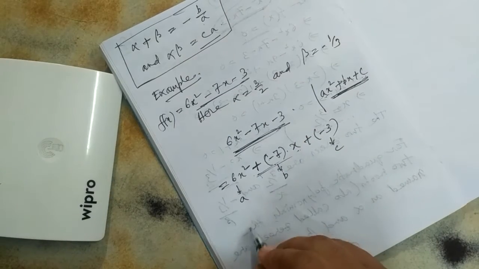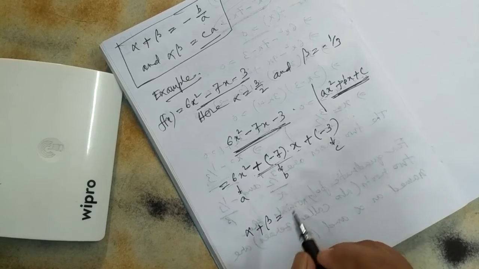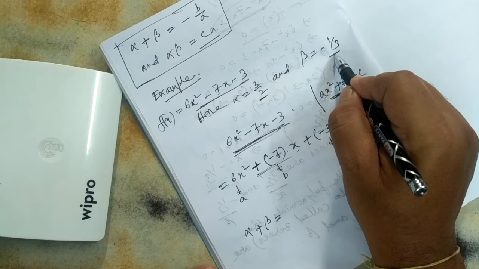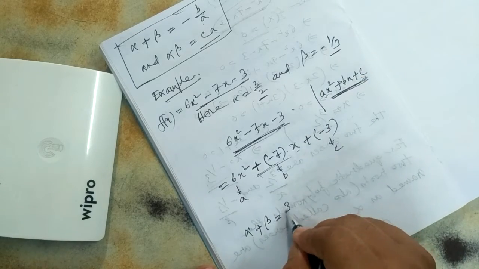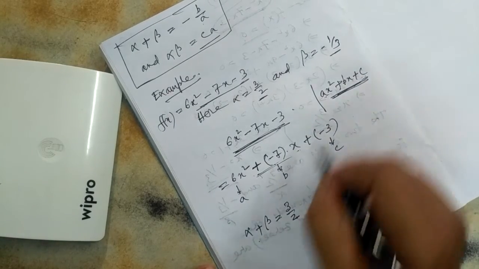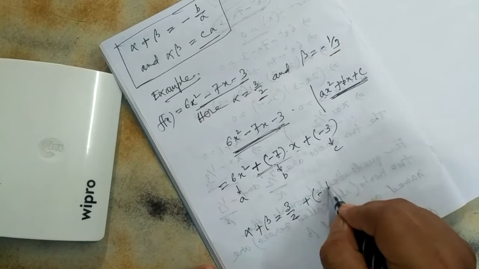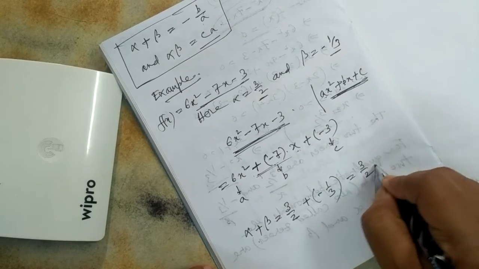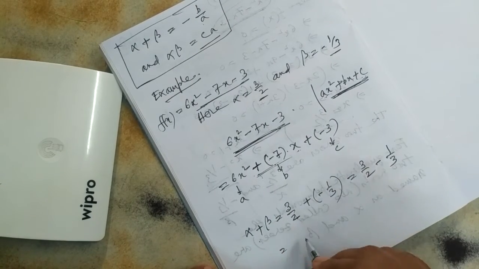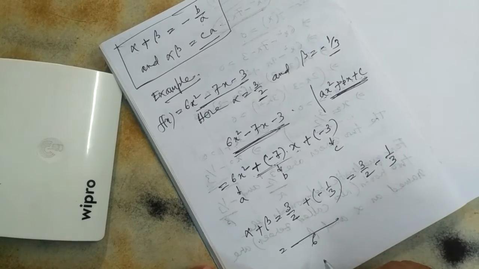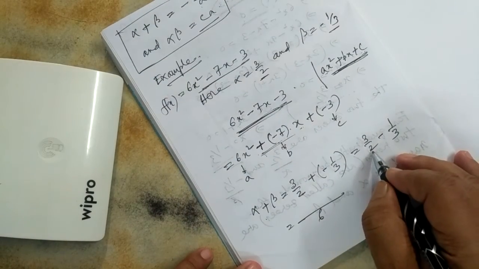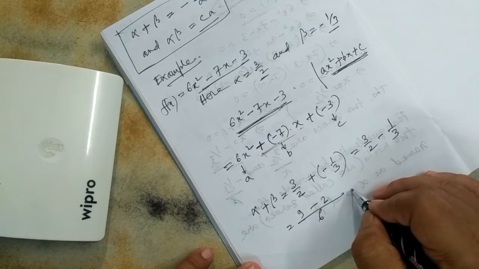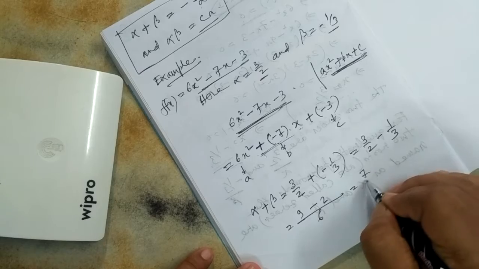Now see, let us find out alpha plus beta. Alpha plus beta means what? Alpha equals 3 by 2 and beta equals minus 1 by 3. So 3 by 2, alpha plus beta means plus minus 1 by 3. So it is equal to 3 by 2 minus 1 by 3. The LCM of 2 and 3 is 6. Then 3 threes are 9, minus 2, so it is equal to 7 by 6.